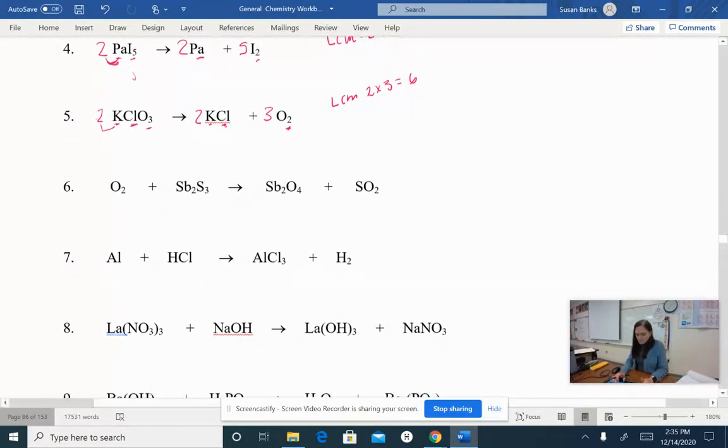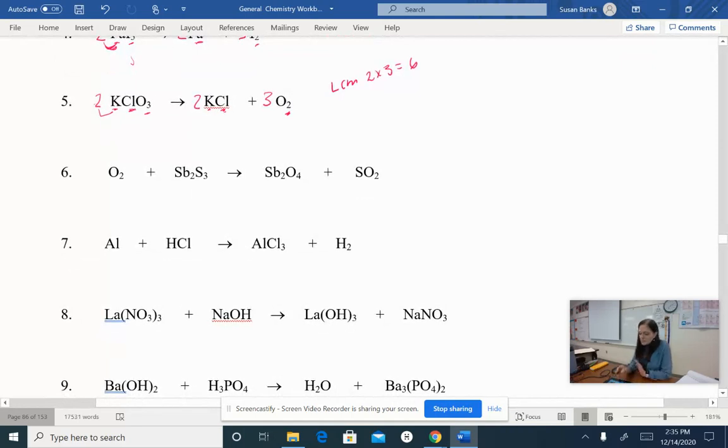Okay, let's try number 6. Now I'm going to save oxygens for the last. So I'm going to start with my antimonies. I've got 2 antimonies here, 2 antimonies here. We're okay. I've got 3 sulfurs here. I've got 1 sulfur here. So I'm going to multiply this by 3.